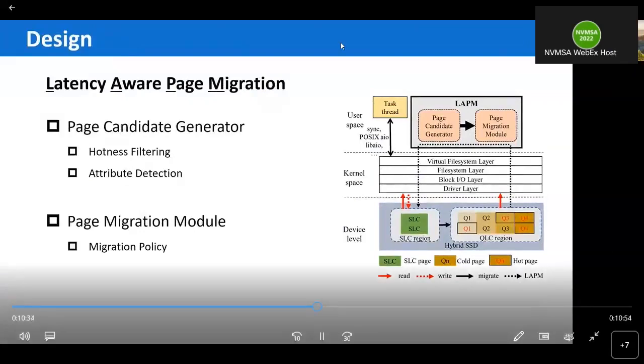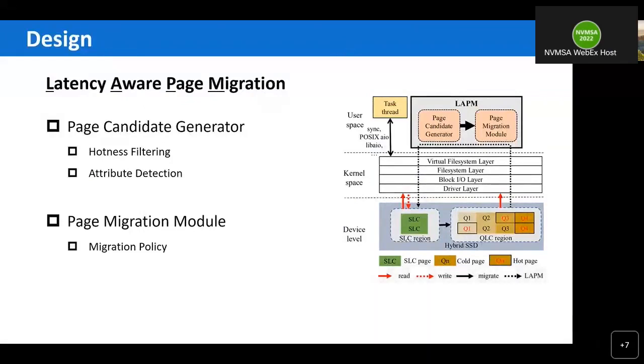latency-aware page migration is designed to identify the high latency pages with frequent reads. Then they are migrated to the SLC region. As a device-specific scheme, LAPM is implemented at the user space without violating the kernel integrity.